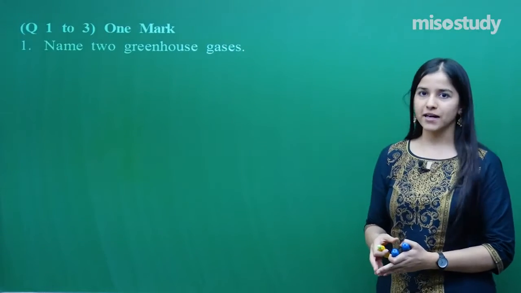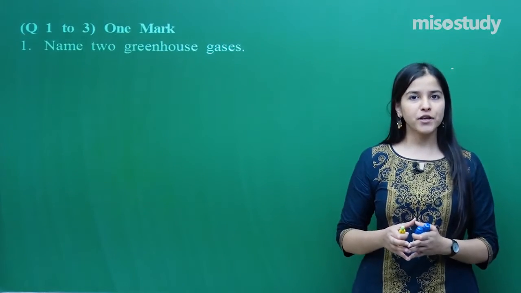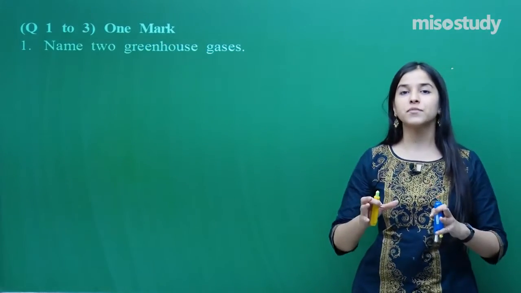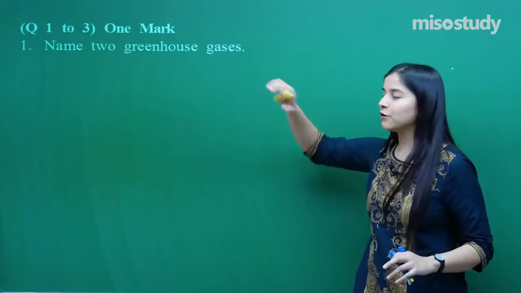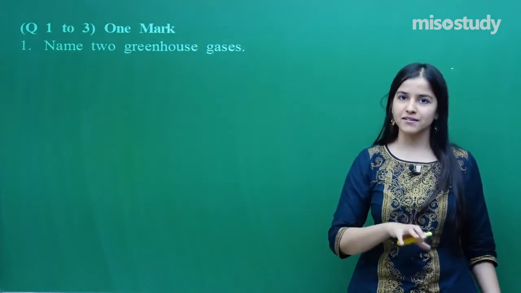Name the 2 greenhouse gases. So you must have studied the greenhouse effect. The main culprits are the greenhouse gases, which trap the heat coming from the sunlight inside the earth's atmosphere.